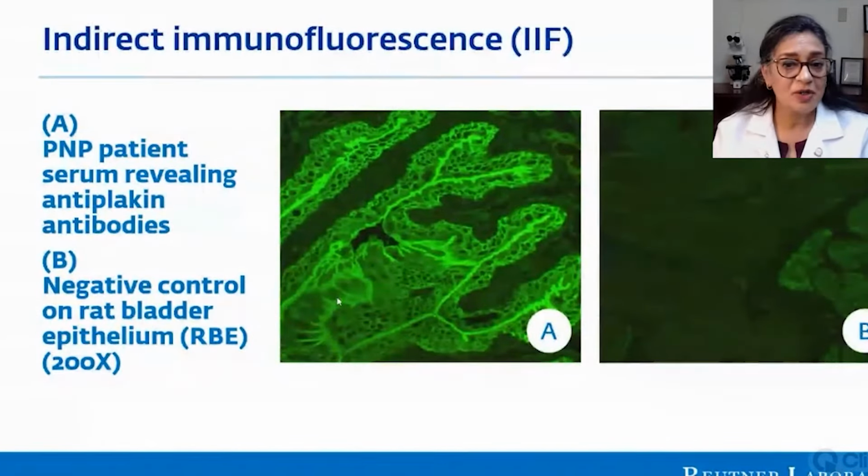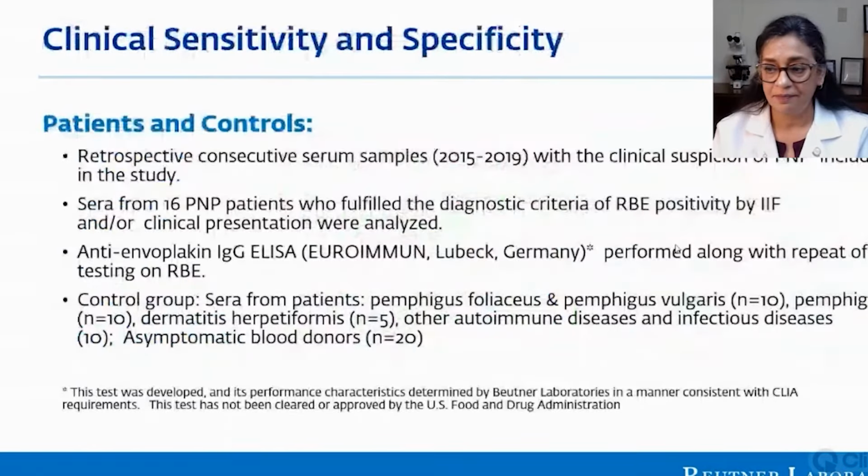So I just want to show this image of rat bladder epithelium. This is positive for paraneoplastic pemphigus antibodies, and this is a control here, which is completely dark.